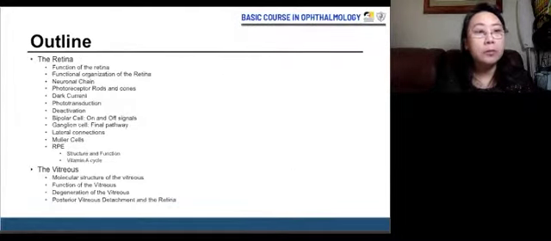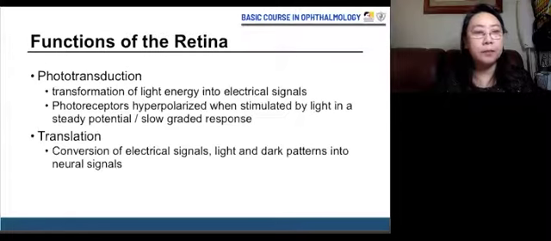Now, this is going to be the outline of my lecture. Okay, so first we discuss the retina and then the vitreous. First, our retina. So the retina is a complex and highly organized light-sensitive structure of the eye. It transforms light energy into electrical signals, which is then transformed to neural signals for interpretation by our brain.